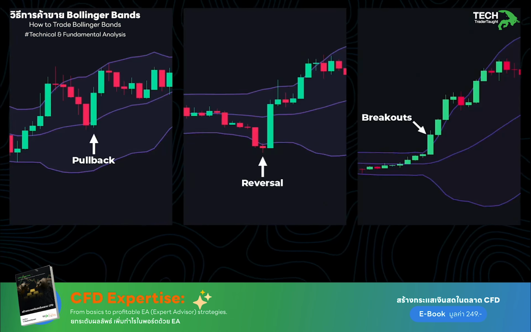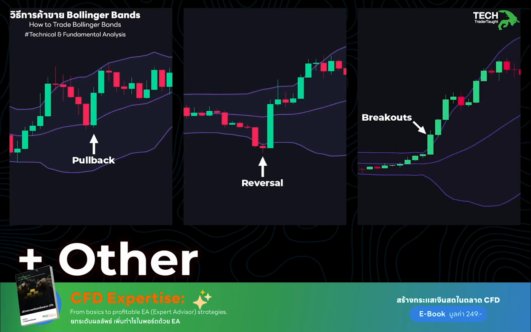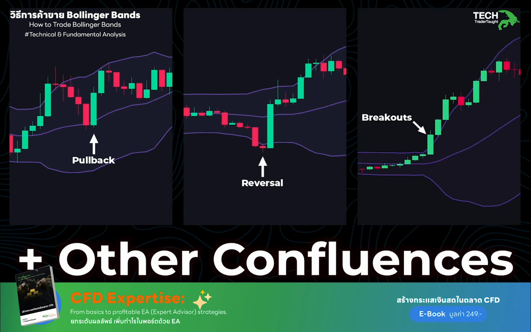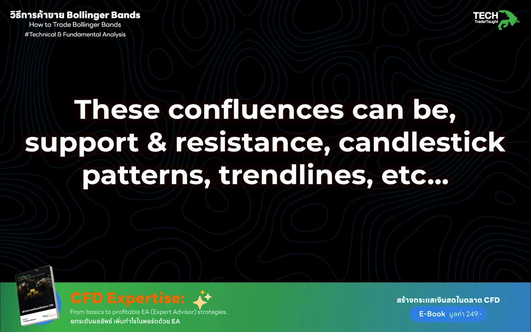So, these are the three key setups using the Bollinger Bands. If you want to trade based on these setups, you must add other confluences to identify high probability trade setups. These confluences can be support and resistance, candlestick patterns, trend lines, etc.